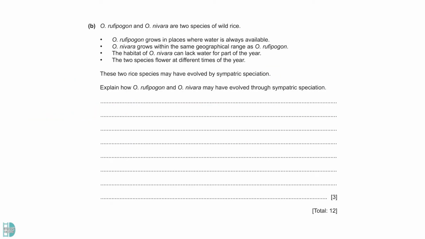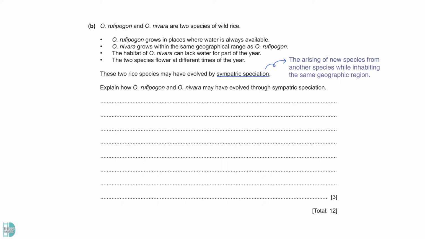B talks about the two types of wild rice plants and their characteristics. You are asked to explain how they may have evolved through sympatric speciation. Sympatric speciation is the arising of new species from another species while inhabiting the same geographic region.